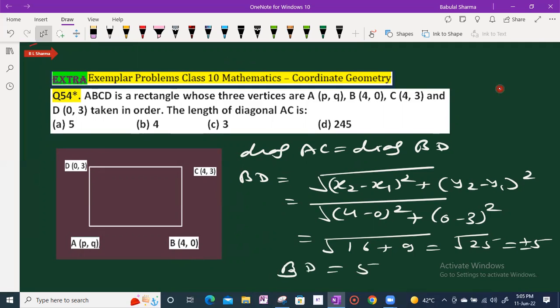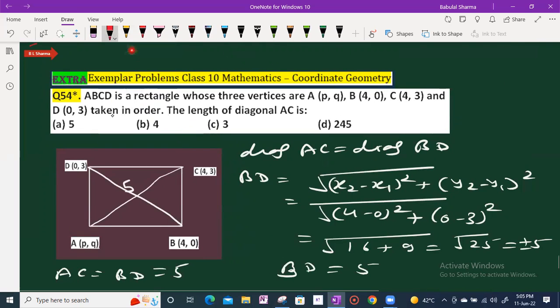But we know that AC is equal to BD. Both the diagonals are equal. So diagonal AC will be 5 unit. Diagonal BD is also 5 unit. So which is the correct option here? A is the correct option. That is answer.